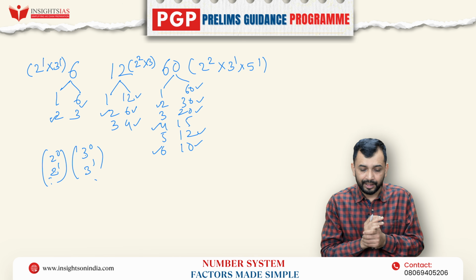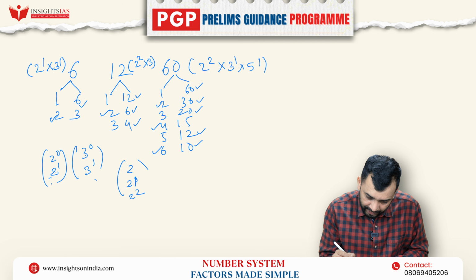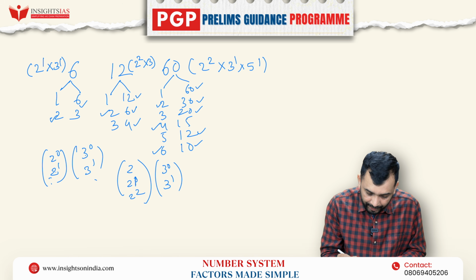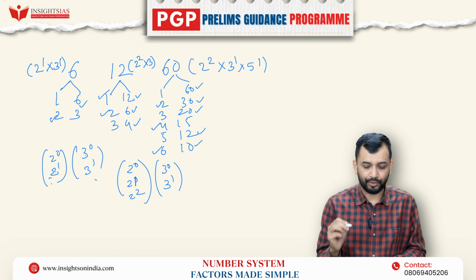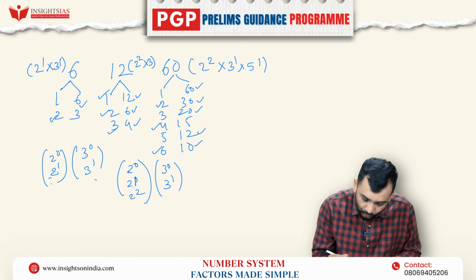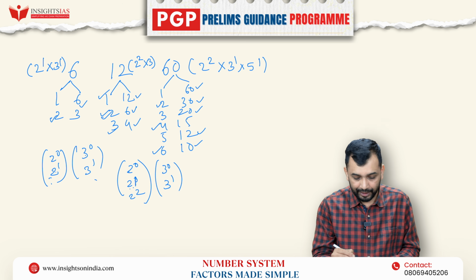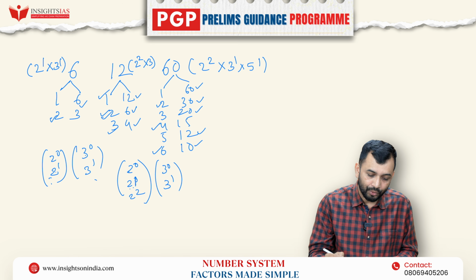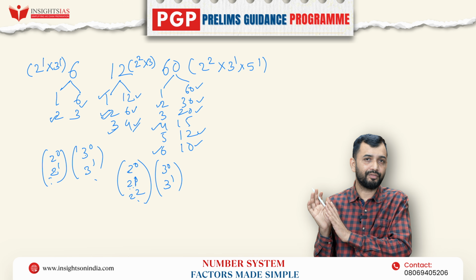So that means here also, 2 square into 3, that is 2 to the power of 0, 2 to the power of 1, 2 square. 3 can be written as 3 to the power of 0, 3 to the power of 1. Whenever you are multiplying 2 to the power of 0, that is 1 into 1, one factor you are getting. 1 into 3, another factor you are getting. Similarly, 2 into 1, another factor. 2 into 3, 6 you will get. Similarly, 4 into 1, you will get 4. 4 into 3, you will get 12. So like that, we were getting the factors.